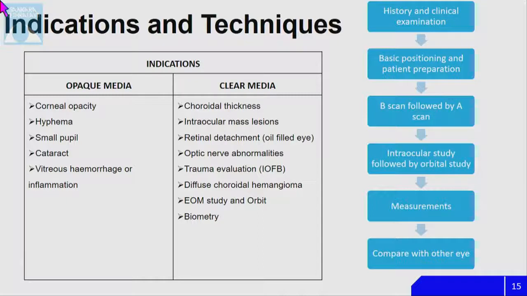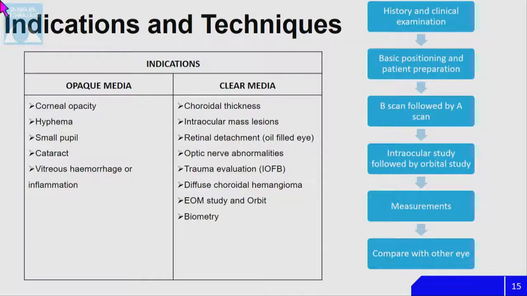So how do we go about it? Before beginning a scan, we should go through the history and clinical examination. Possibly we ourselves do an examination, and then we should go for the basic positioning and patient preparation. We should explain to the patient. Usually it is done in a supine position. In certain conditions where we have to demonstrate a shifting fluid, or when there is an intraocular tamponade, maybe we can do it sitting as well as supine. And it is usually done here with the closed lids, but we can also do it with open lids.